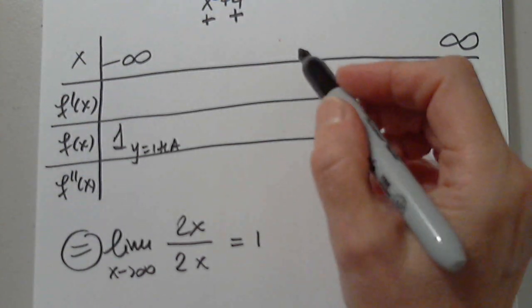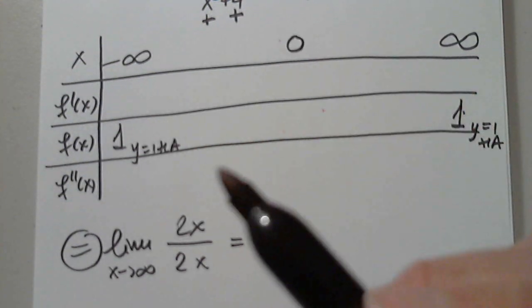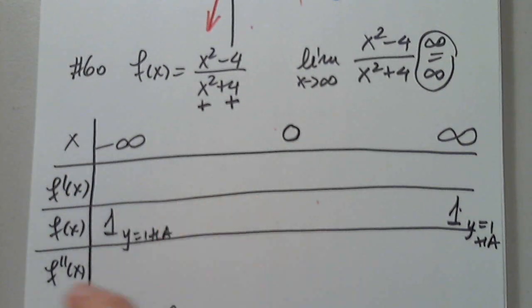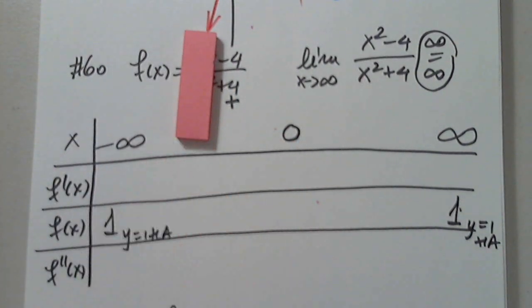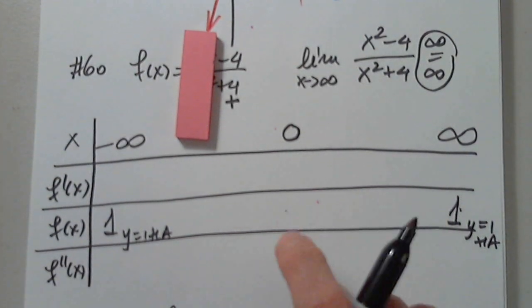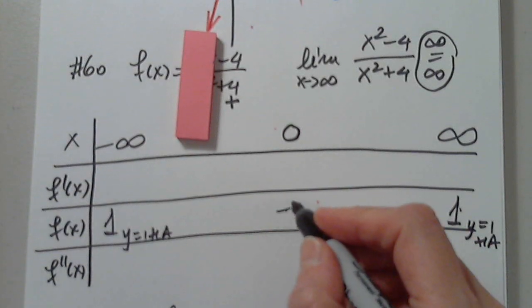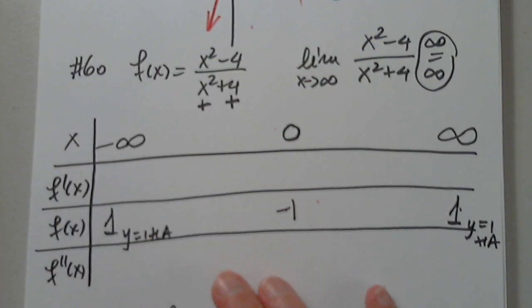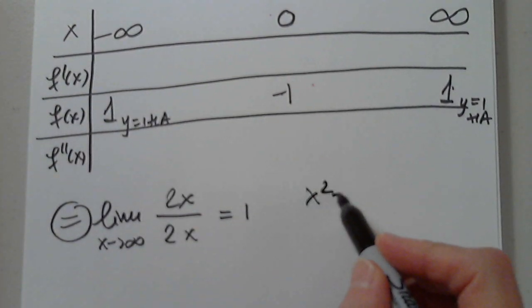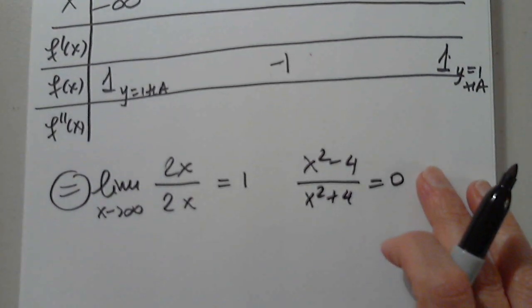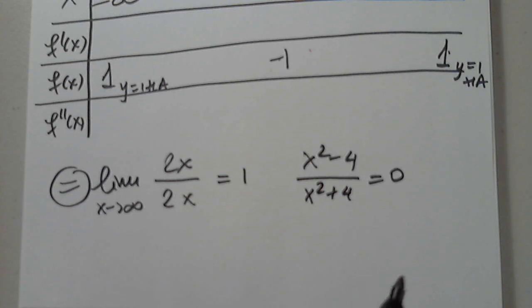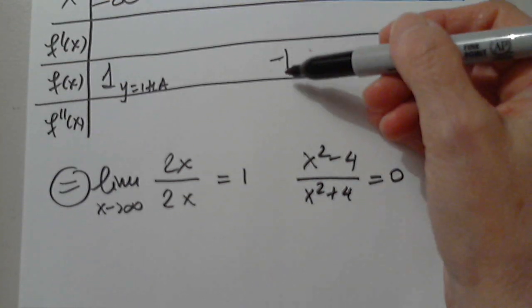Good. 0 has to be in the table. If x is 0, what is the function value? -1. Yes. Awesome. And now, when is (x squared minus 4) over (x squared plus 4) 0? Because I need to find the x-intercept as well. This is the y-intercept. When x is 0, y is -1.